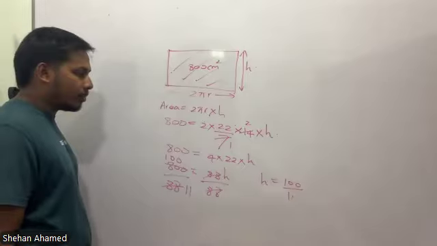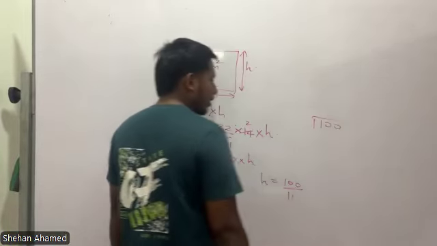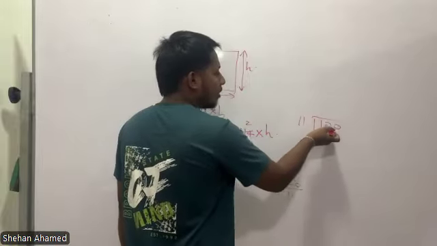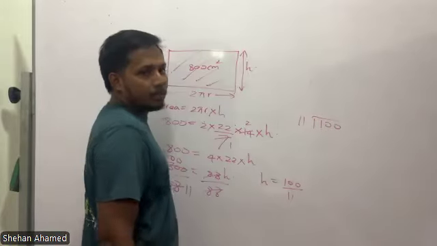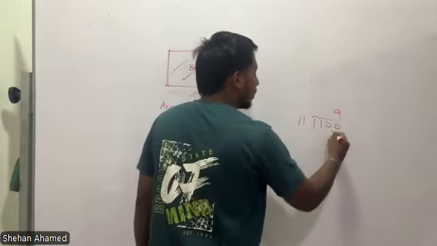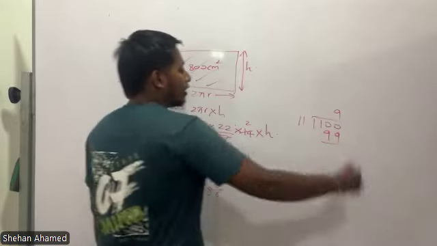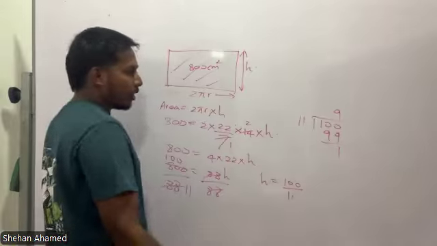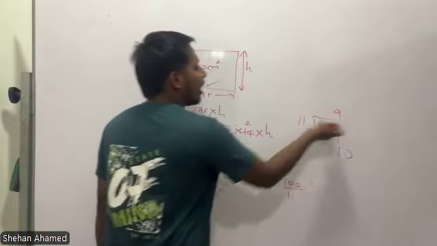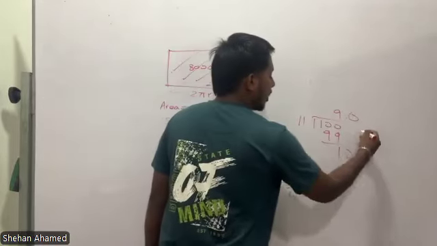100 divided by 11. Now look carefully. I'll do the long division for you guys to understand. 11 times 1 is 11, so you can't divide 10 by 11. So you have to go to all three numbers, which is 11 times 9, which is 99. 100 minus 99, the answer is 1. And again, you put a dot here, you put a 0 here. Again, you can't do it. You put a 0 here.